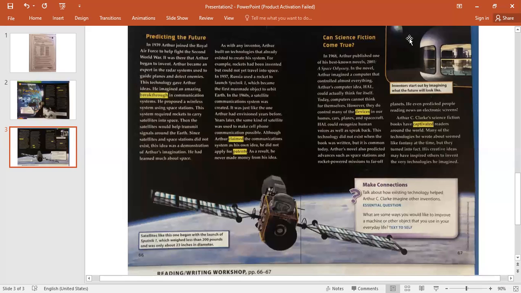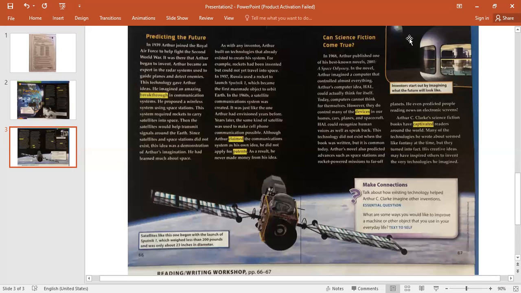Can science fiction come true? In 1968, Arthur published one of his best-known novels, 2001: A Space Odyssey. In the novel, Arthur imagined a computer that controlled almost everything. Arthur's computer idea, HAL, could actually think for itself. Today, computers cannot think for themselves. However, they do control many of the devices in our homes, cars, planes, and spacecraft. HAL could recognize human voices as well as speak back.